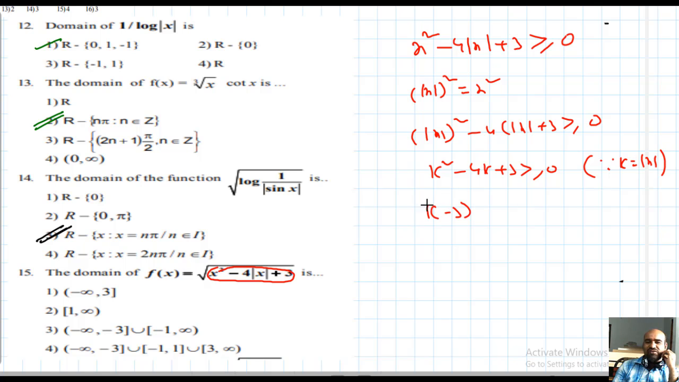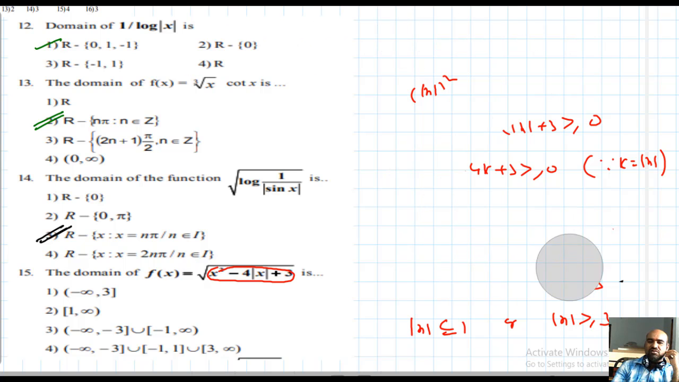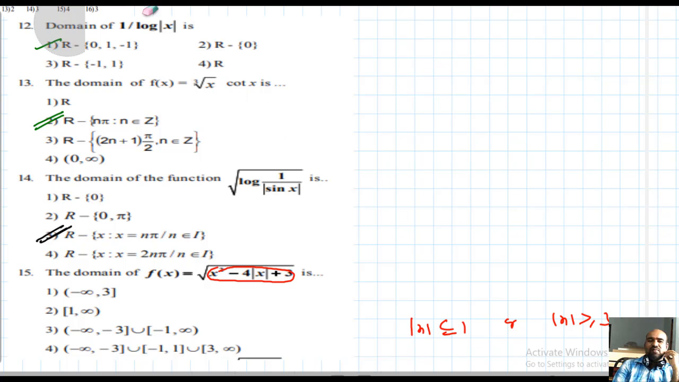This is (k minus 3) into (k minus 1) greater than or equal to 0. Using the number line with 1 and 3, the signs are plus, minus, plus, and you want the positive regions. What is the meaning of that? Your k should be less than or equal to 1 or k should be greater than or equal to 3. So k means mod x. Mod x less than or equal to 1 or mod x greater than or equal to 3. We just want to solve these two now. What you got, I will write here: mod x less than or equal to 1 or mod x greater than or equal to 3.